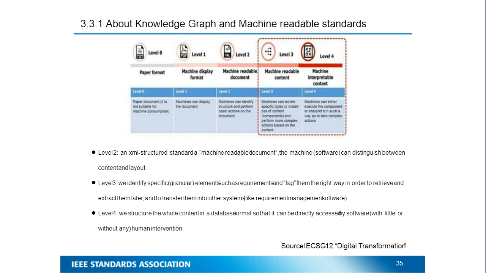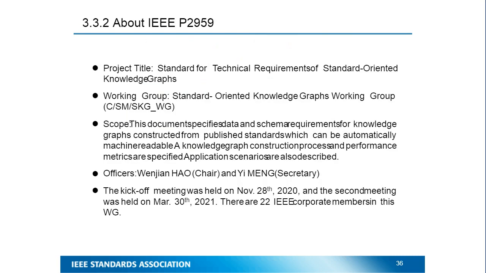If you are interested in this topic, you might also refer to the IEC white paper published last year. It's about semantics in interoperability. In that white paper, it also introduced how to make these standards machine readable. And here in IEEE P2959, we consider knowledge graph as one of the possible methodologies to make standards readable to both human beings and machines.